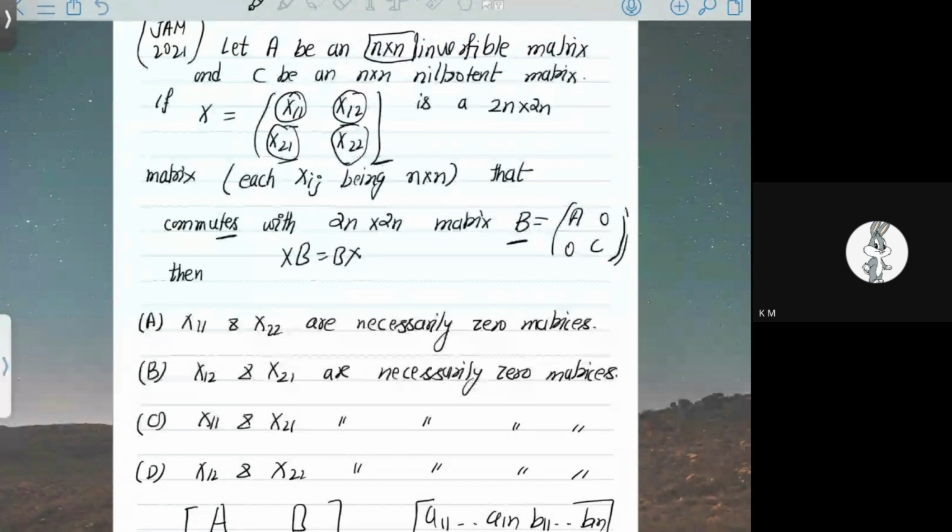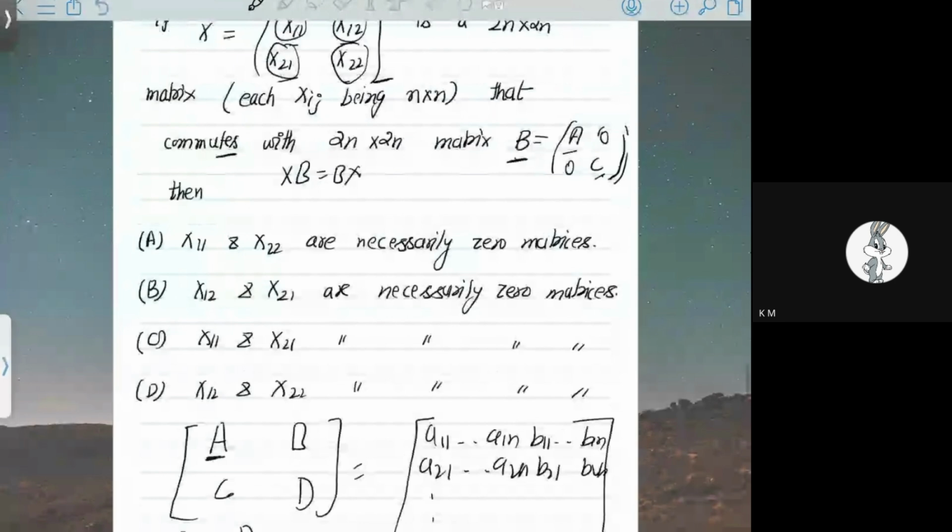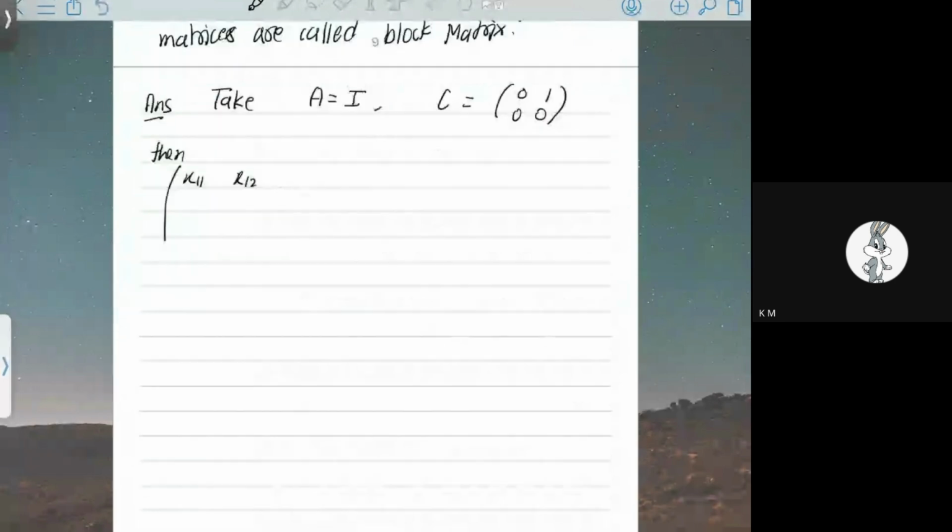And we have another matrix B, which is again a block matrix with A, C, and this is the zero matrix, this is the zero matrix. Okay, I'll write it in simpler language and then explain. And we are given that X and B commute. So we are given some options and we have to check them. Okay, fine. So first take A to be the N cross N identity matrix, and C to be the matrix 0, 1, 1, 0. First, just tell me whether A is invertible or not, and whether C is nilpotent or not.